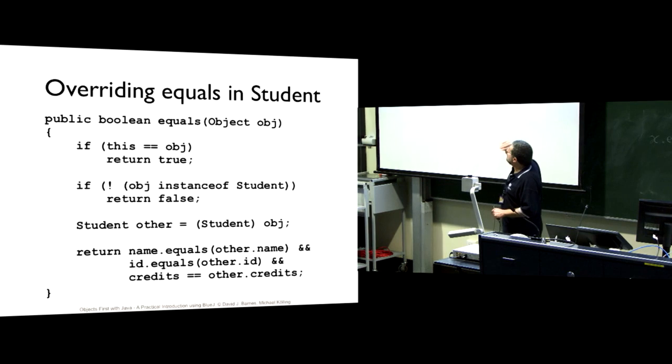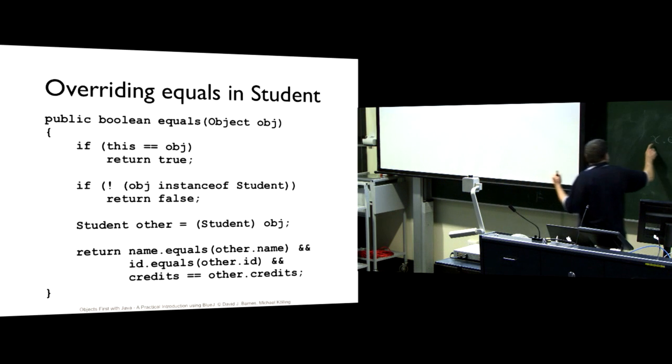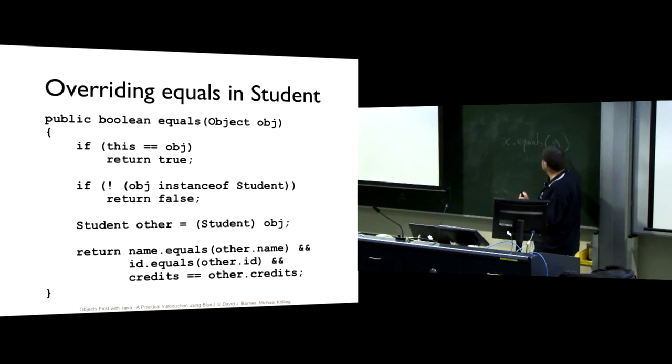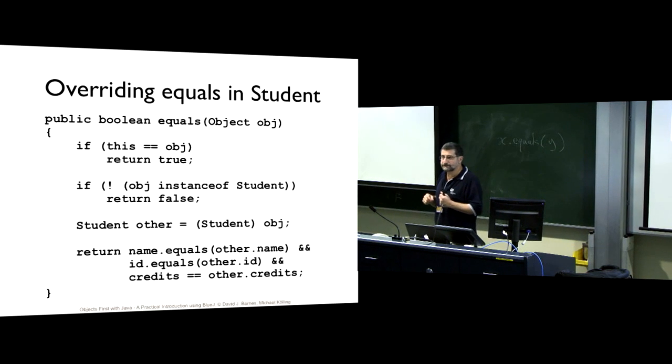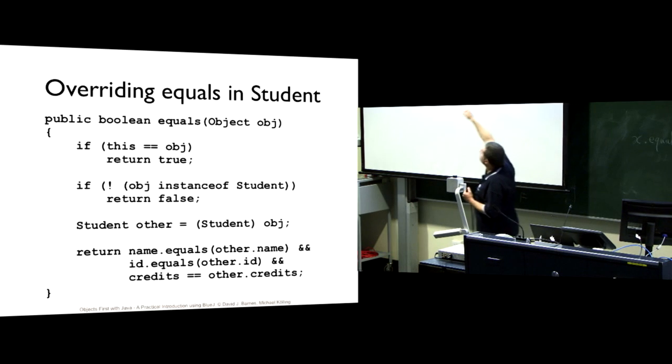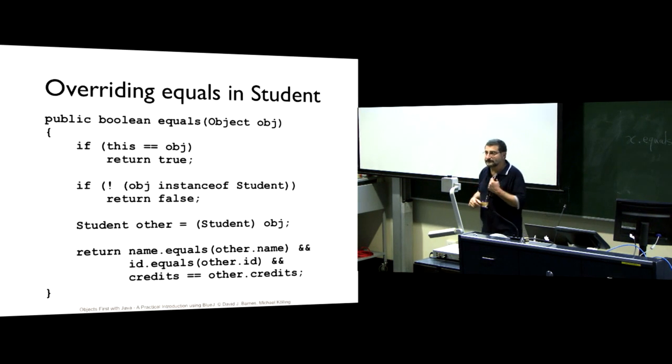So the first thing you ask is, with the double equals, remember the double equals says, is this object, in other words the x, identical? In other words, are x and y really referring to exactly the same object? And if they are, then we return true and we can forget about all the rest because they're identical.